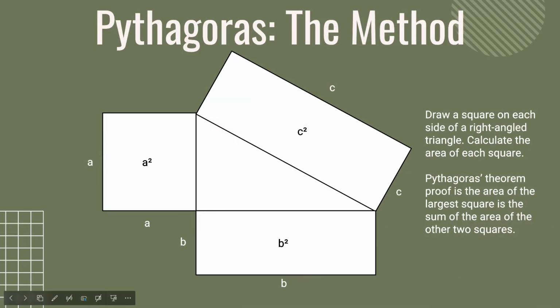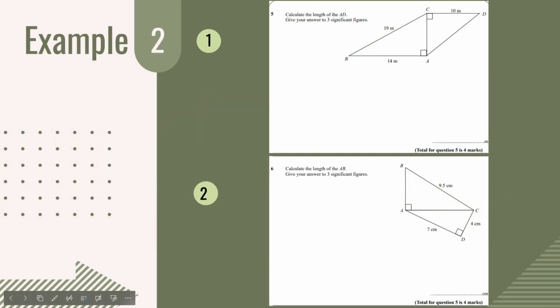If you can't quite understand why Pythagoras' theorem works, have a look at this example here. Draw a square on each side of the right angled triangle and calculate the area of each square. Whatever a, b, or c might be, a times a equals a squared, as they are all squares. So whatever the length times the height, they will be the same. Pythagoras' theorem's proof is that the area of the largest square is the sum of the areas of the other two squares. Here are some more exam questions to have a go at.